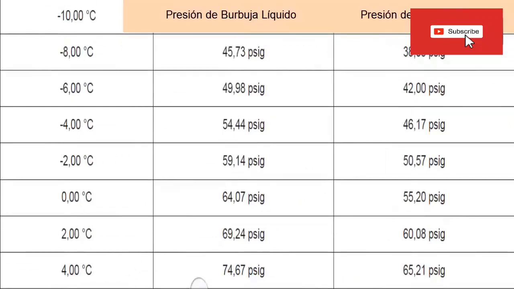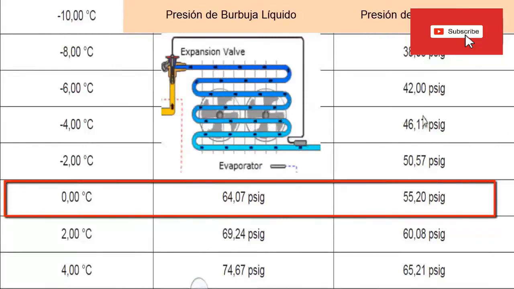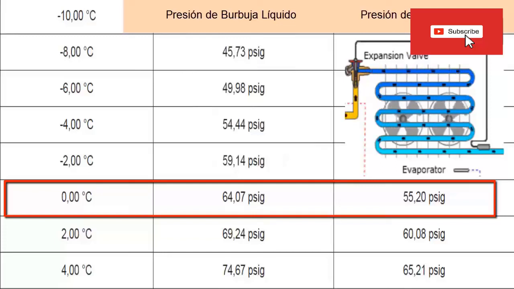Thus, for example, to achieve a temperature at the inlet of the evaporator of 0 degrees C, a manometric pressure of 64.7 psig must be used. On the other hand, if you require the same 0 degrees at the outlet of the evaporator, then you must work with a low gauge pressure of 55.20 psig.